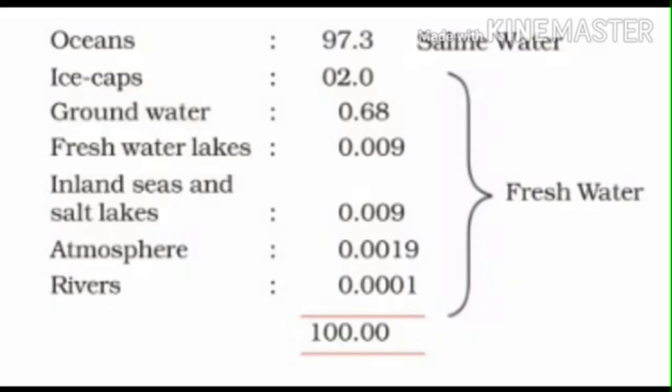Oceans are saline water. They occupy nearly 97.3%. Then ice caps, 0.0. Then groundwater, just see the table children. The above table shows the distribution of the water on the earth's surface. Clear? Okay children, we'll move on to the next topic.